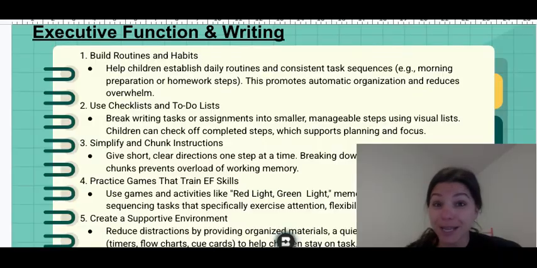There's also a lot of fun games that can support your students with executive functioning skills, and I'm going to share some of those games next. And then create a supportive environment, right? Have an area where all materials are for the writing process. Maybe you have timers, maybe you have charts. Really create an environment where your students want to work, where they can feel successful.